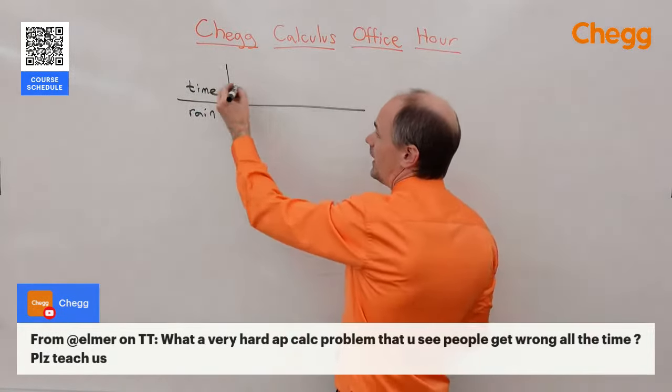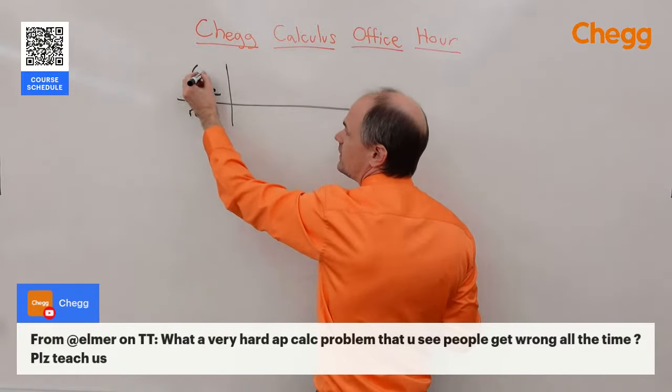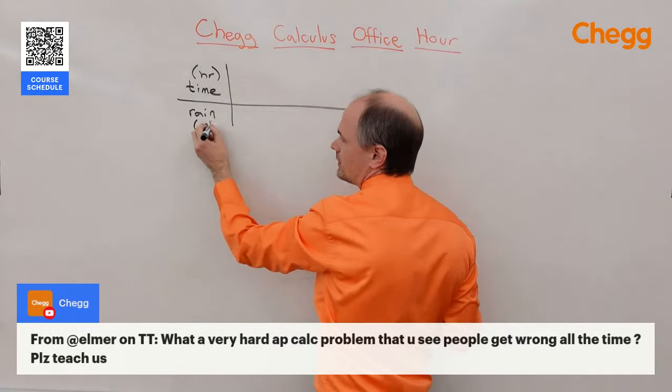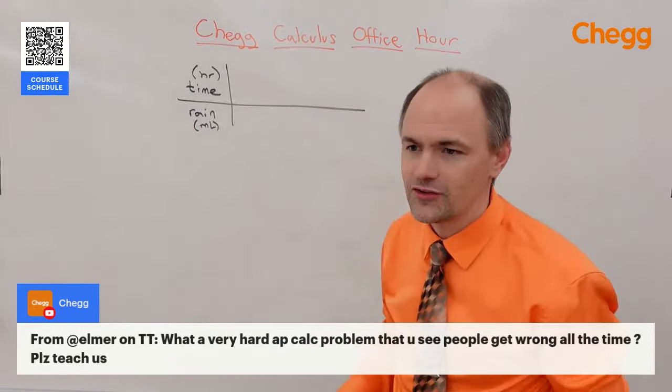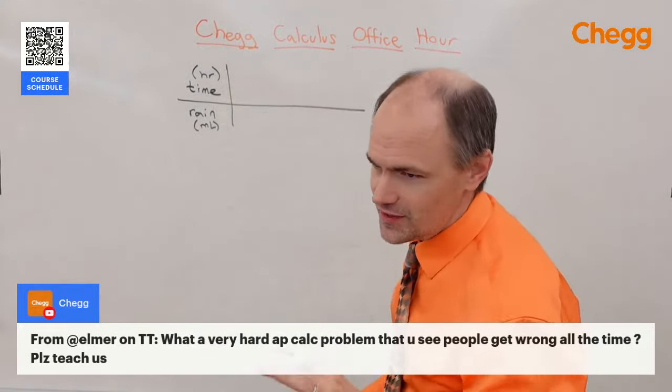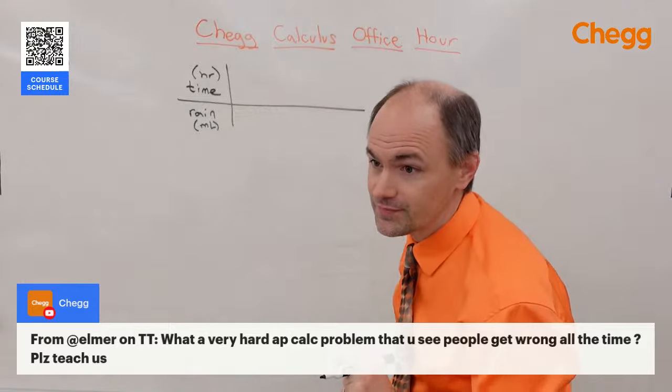So we need units, right? Times in hours, and rain is in milliliters or something. I don't know, units don't matter too much. We're mathematicians, not scientists, right? Scientists don't like it when I say that, so tell them I'm sorry.